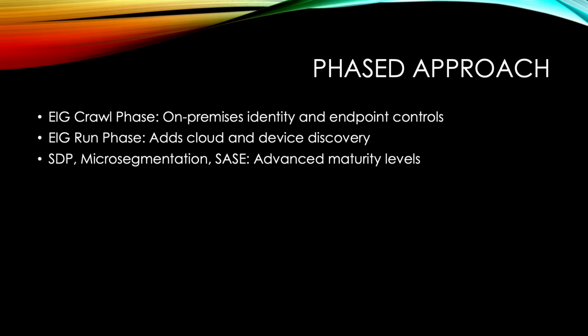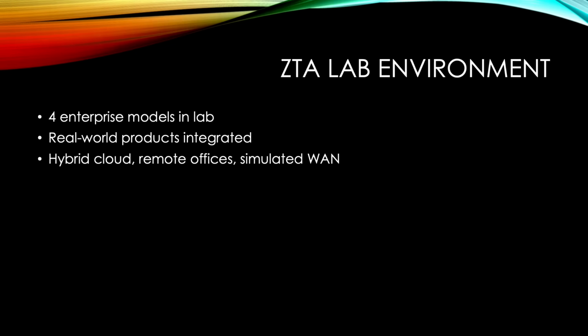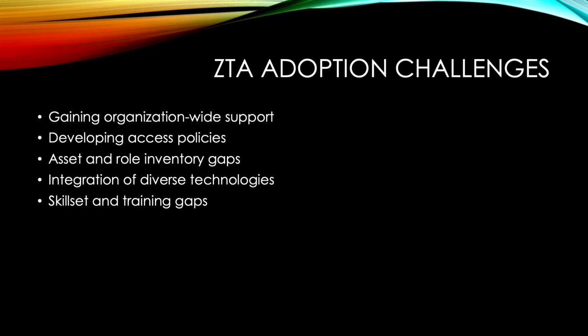complex hybrid environments. All of these deployments were rigorously tested in a controlled laboratory that simulated real enterprise networks. The lab environment included 4 distinct enterprise models: hybrid cloud connectivity, remote workforce scenarios, branch office networks, and full WAN emulation. The technologies used reflected real commercially available products, ensuring that the examples could be directly replicated by organizations in the field. Despite its clear benefits, transitioning to Zero Trust is not without challenges.